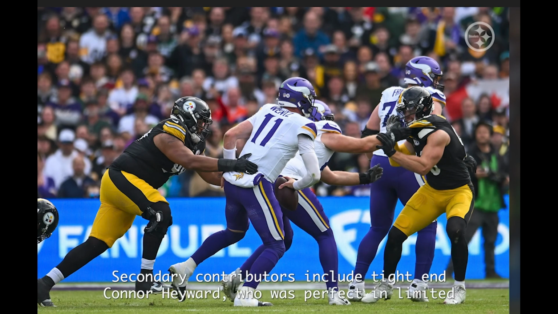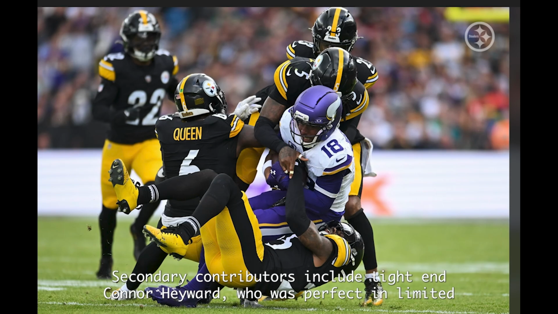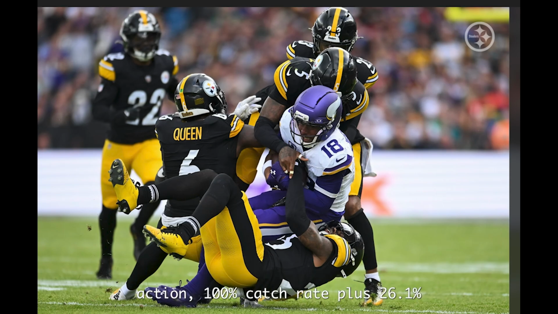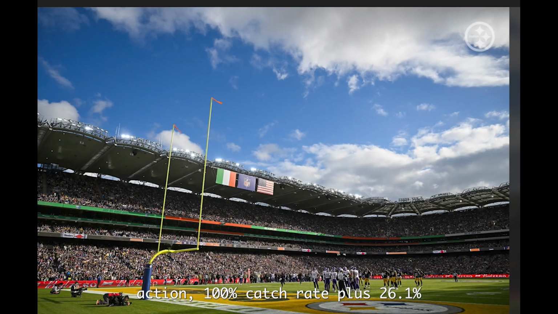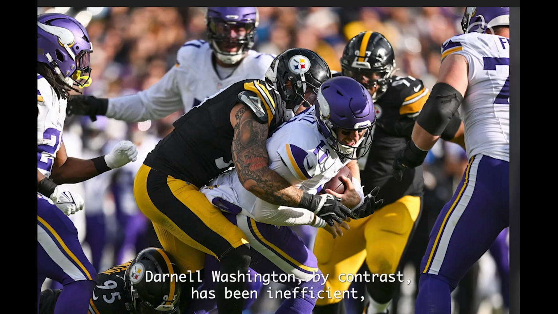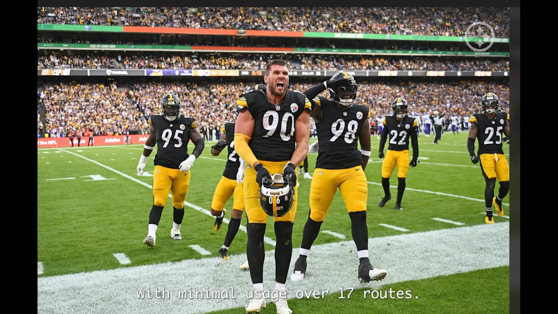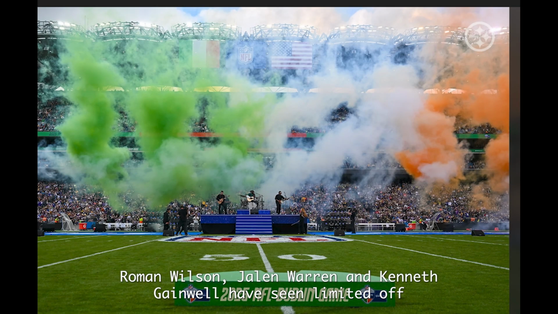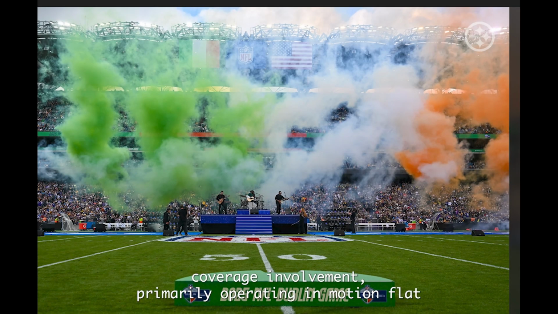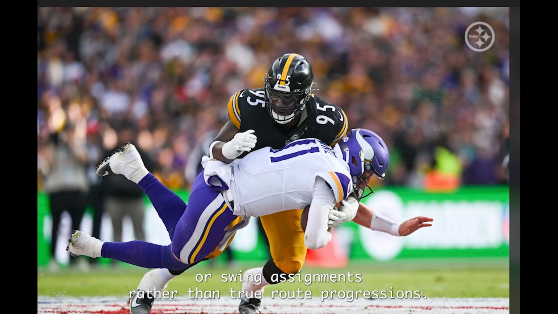Secondary contributors include tight end Connor Hayward, who was perfect in limited action, 100% catch rate, plus 26.1% CROE on just 4 routes. Darnell Washington, by contrast, has been inefficient, negative 0.34 EPA per target, with minimal usage over 17 routes. Roman Wilson, Jalen Warren, and Kenneth Gainwell have seen limited off-coverage involvement, primarily operating in motion, flat, or swing assignments rather than true route progressions.